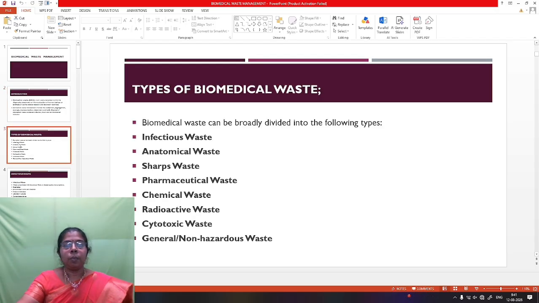So next we can see about the types of biomedical waste. Biomedical waste can be broadly divided into the following types: infectious waste, anatomical waste, sharps waste, pharmaceutical waste, chemical waste, radioactive waste, cytotoxic waste and general or non-hazardous waste. Infectious, anatomical, sharps, pharmaceutical, chemical, radioactive and cytotoxic waste are considered hazardous waste. The remaining is non-hazardous waste.